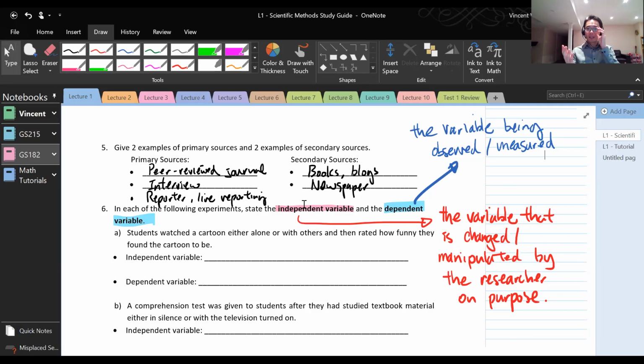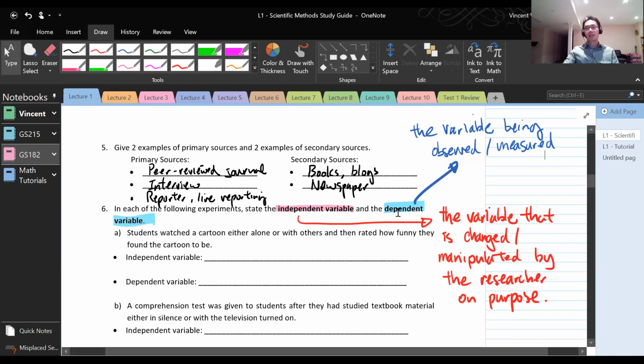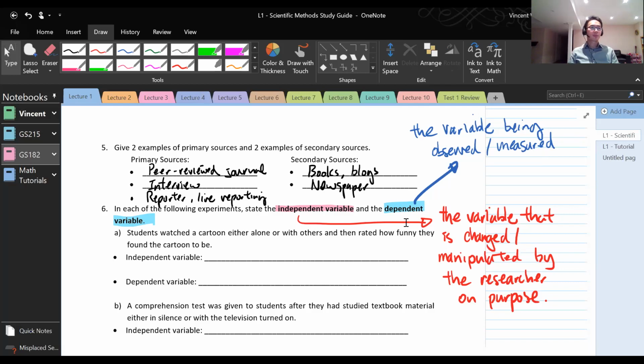So if I'm testing the effectiveness of a vaccine, I would give some people vaccine, some people no vaccine, and then I would try to see if they get sick. So by changing the vaccine status, I want to assess whether or not it will have any effect on the dependent variable, being whether they catch the illness or not. Any question about that?